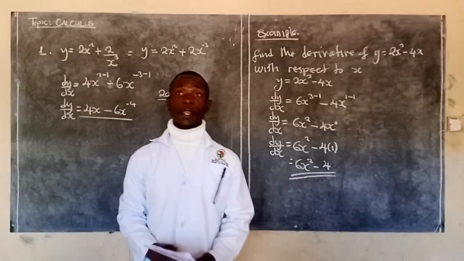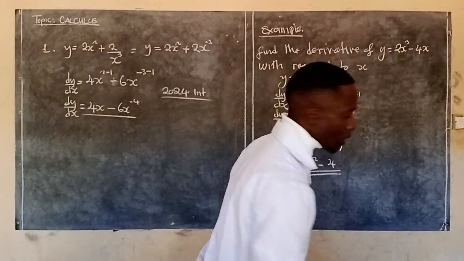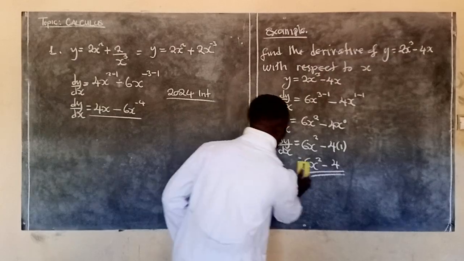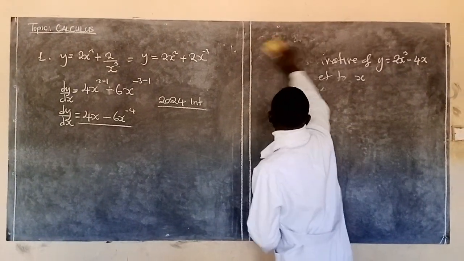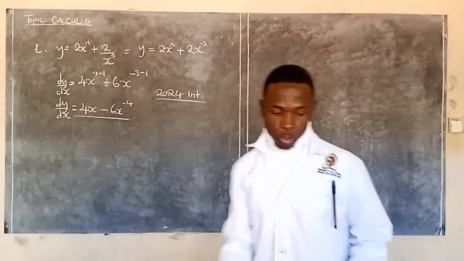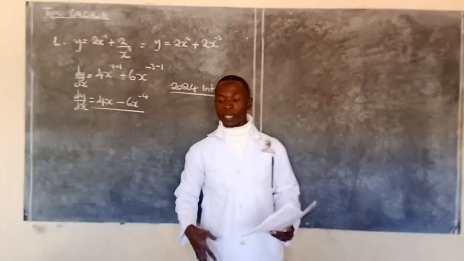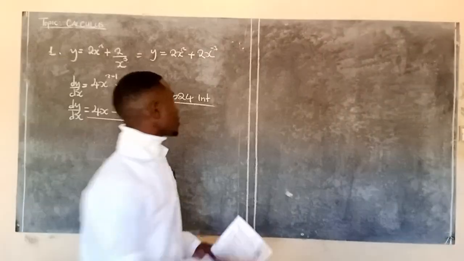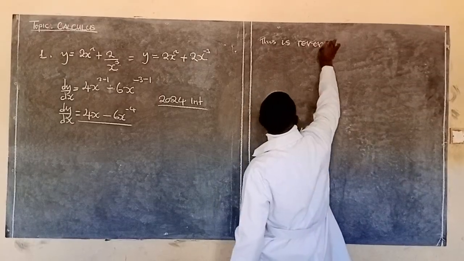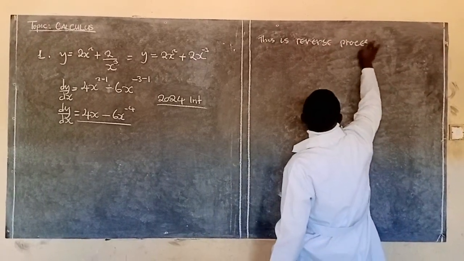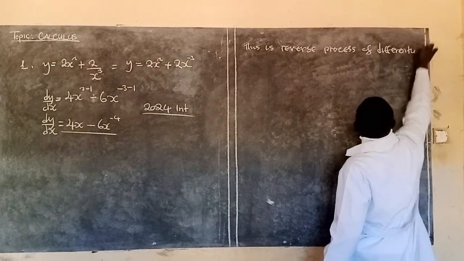Now, we need also to analyze something that we call integral. How do we interpret it? We need to understand what integral means. When we say interpret, what we mean is that this is the reverse process of differentiation, okay? It's the reverse process of differentiation.